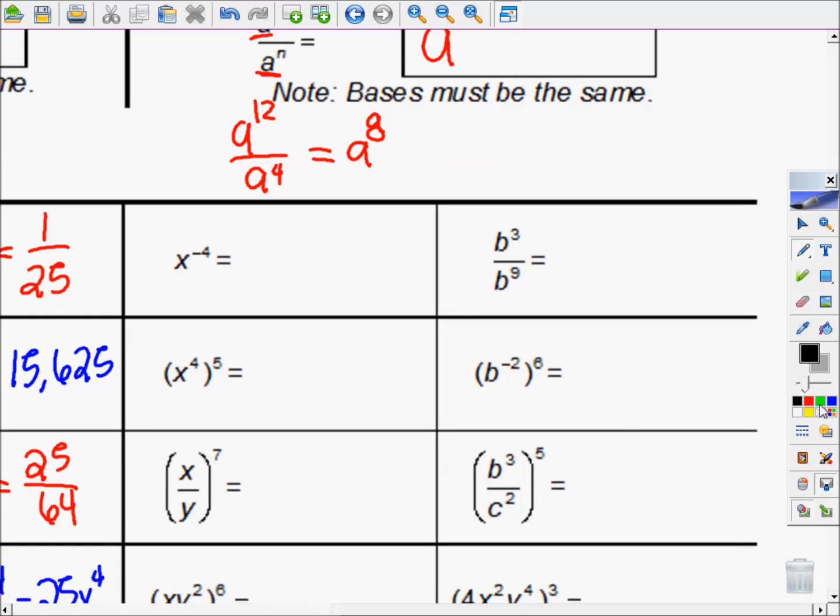But the bottom one is already 1 over x. So he's going to escape. So it's gonna be 1 over x. So this is going to be 1 over x to the 4. You leave it. Yeah. Okay?